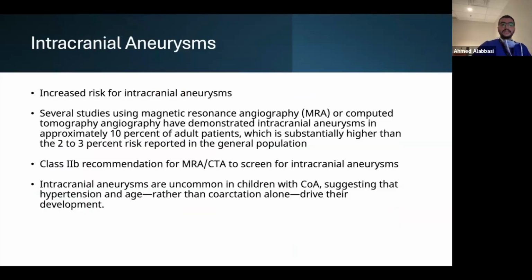I just wanted to touch on this again, as approximately 10% of patients with coarctation do have intracranial aneurysms, as compared to 2 to 3% of the general population. And it is a class 2B recommendation to screen for this at diagnosis. There is some data that shows that intracranial aneurysms are actually uncommon in children with coarctation, but as you age, it's possible that accelerated hypertension and vascular changes may drive the development of the intracranial aneurysm, but the recommendation is still to screen for it at diagnosis.